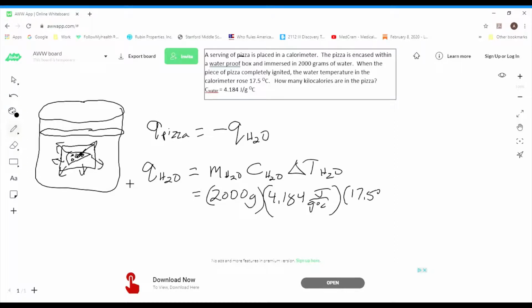All right, so let's put all that together. We have the number 2,000, so let's use our calculator. 2,000 times 4.184 times 17.5 is 146,440, so about 146,000.